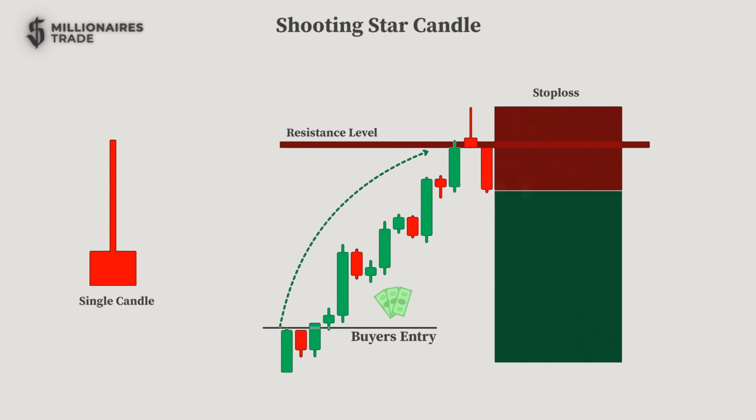Due to the higher number of sellers compared to buyers, the candle closes below its opening. When buyers enter long trades, their stop losses are usually placed below this green candle. As the market moves below this level, the stop losses of buyers get hit, causing the price to drop rapidly. The shooting star candle acts as a signal for a bearish reversal. Let's look at some examples on the chart.